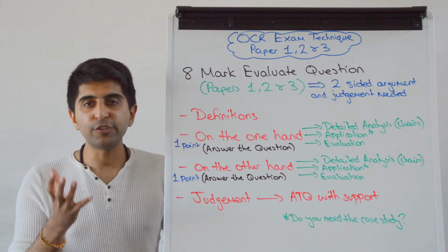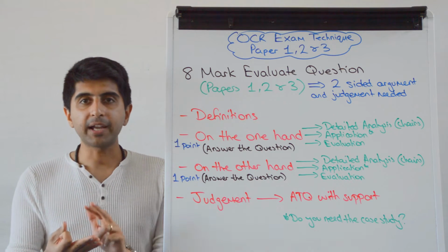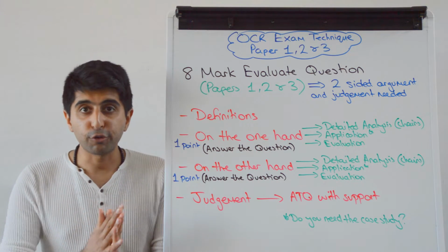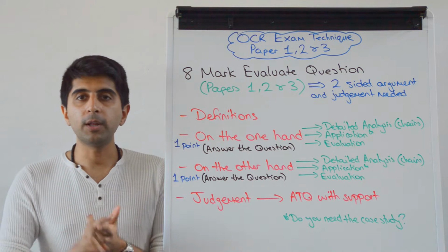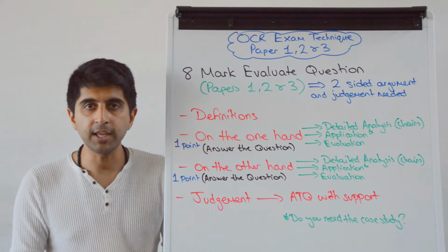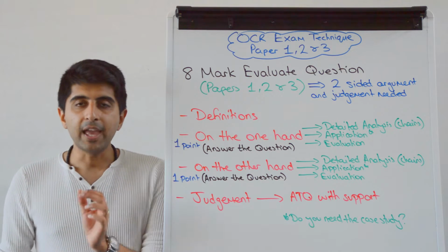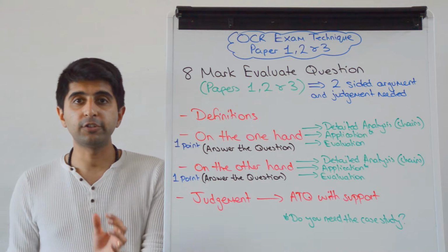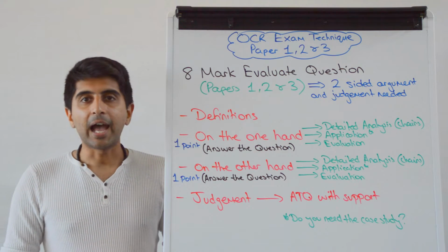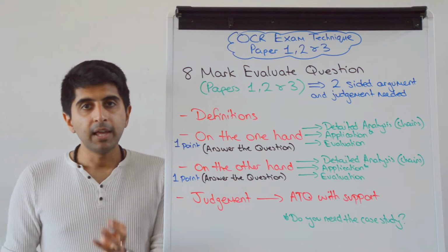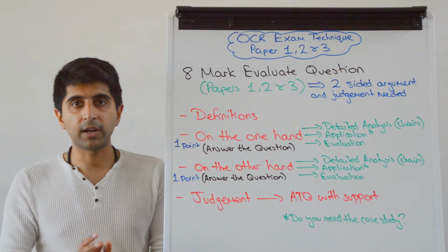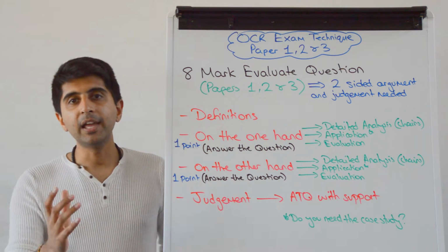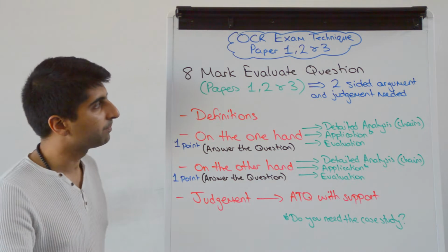Hello OCR students, you're going to have to do 3 8-mark evaluation-based questions throughout your economics papers. One in paper 1, one in paper 2, one in paper 3. In papers 1 and 2, the 8-marker will come after the short questions in section A, and in paper 3 it's going to come in section B. So when you have extracts in section B, there'll be an 8-mark evaluate question to do there as well.